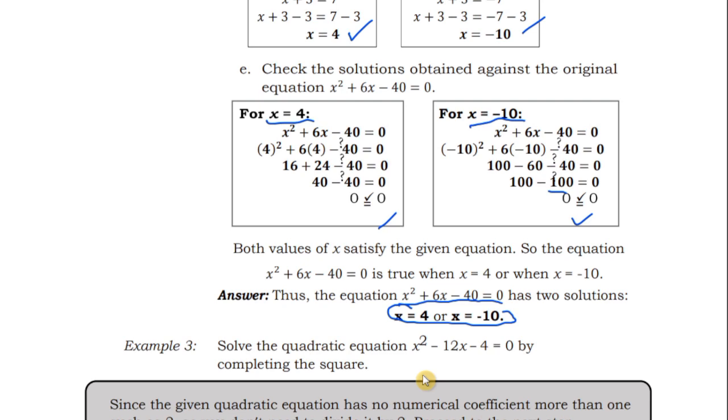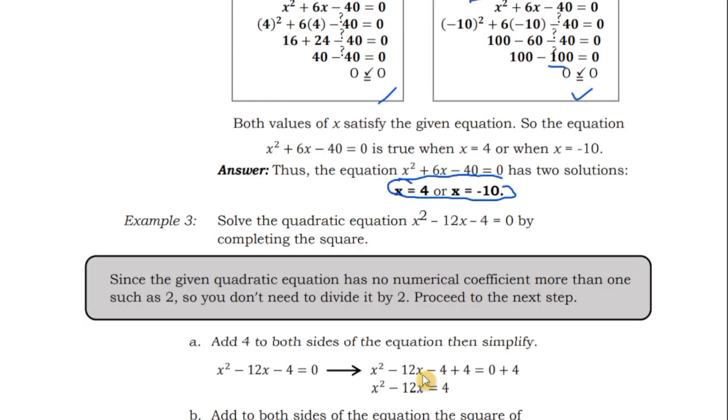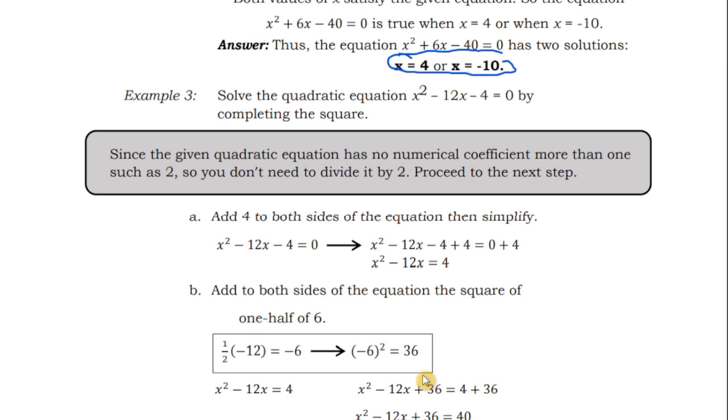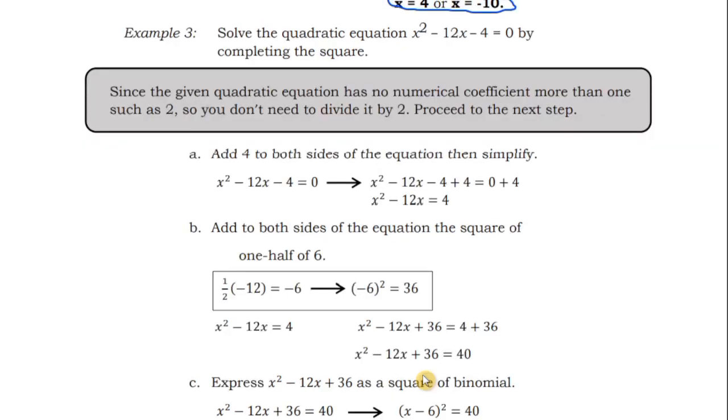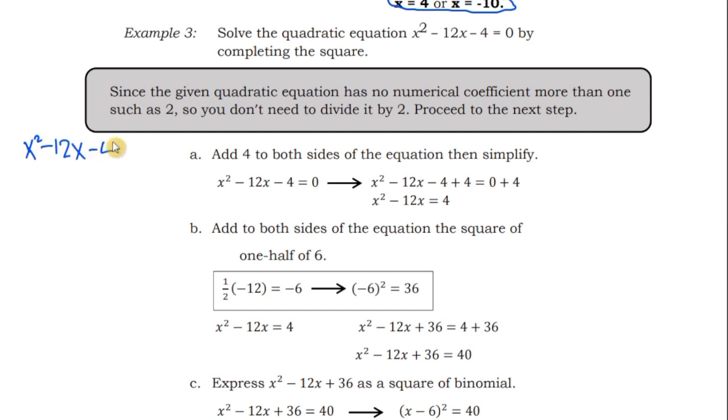Okay, let's now proceed to example number 3. For example number 3, solve the equation x squared minus 12x minus 4 equals 0. So then again, the numerical coefficient of the quadratic term is 1, so we could not apply dividing further. Okay, so let's proceed now.